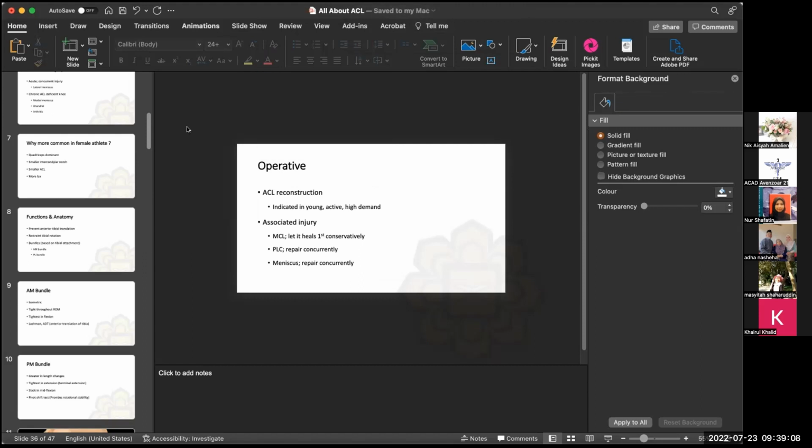Then after 2 weeks we reassess the ACL, then we refer to physiotherapy for strengthening and range of motion. After 1 month, we ask the patient how the knee is now, whether it's okay, whether it feels unstable. If it feels unstable after 6 weeks from the injury, that's usually the time we decide whether to continue physio or go for ACL reconstruction.